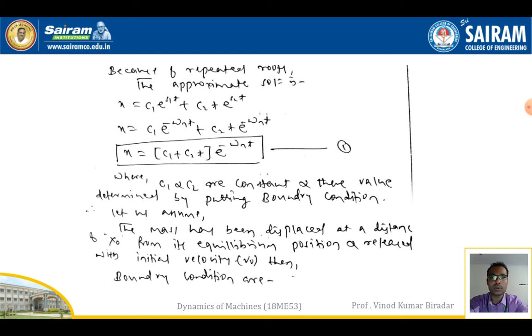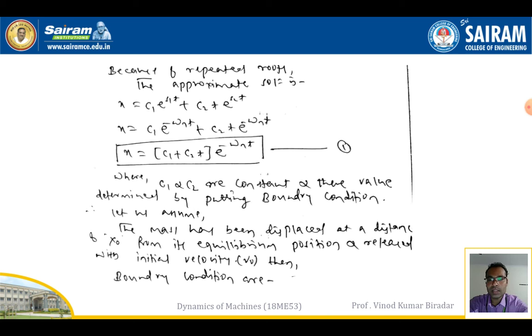Give this equation number 1. Up to this, you have to remember that the solution for the critically damped system is x is equal to c1 e to the power of s1 t plus c2 t e to the power of s2 t. Substituting, we get equation number 1. Here c1 and c2 are constants, and their values are determined by applying the boundary conditions. We calculate the c1 and c2 values by applying the boundary conditions.